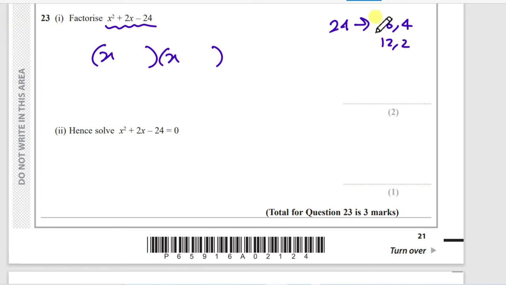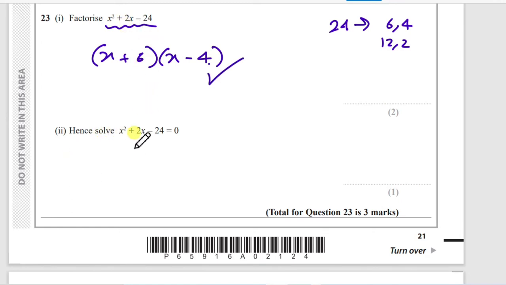Now we've got to pick a pair which has a difference of 2, yeah? I think that's quite easy. 6 and 4 has a difference of 2. So we're going to put 6 and 4 in. Now they want us to get a positive 2x. So that means you have to do positive 6 minus 4 gives us positive 2. So plus 6 and minus 4. And that should give us our answer of plus 2. And this is fully factorized.